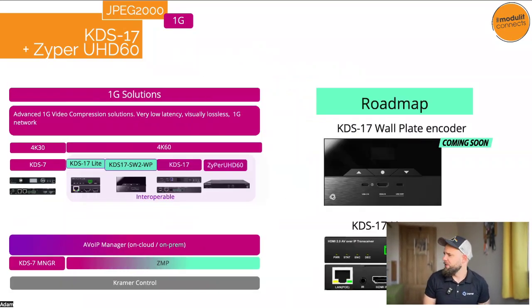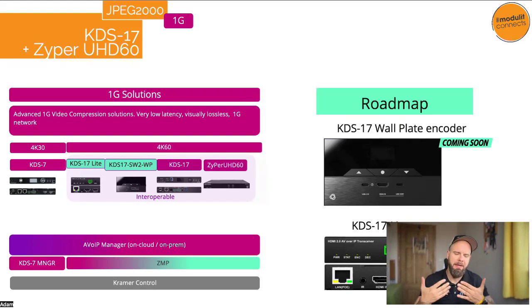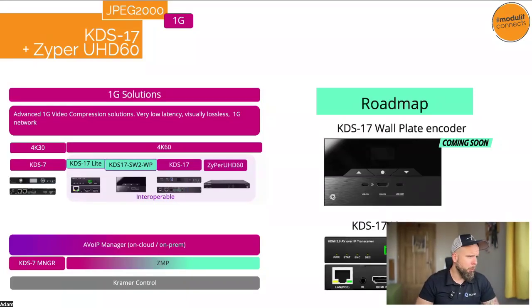But this is not only about the current KDS17 portfolio, because there are new products coming. First, the wall plate encoder, which is quite a good addition. If you want to create an AV over IP system with a nice encoder input endpoint, the wall plate encoder is a great fit. You can put it in the podium, you can put it on the wall, and it offers you USB Type-C plus HDMI input connections. But what's even more interesting, I believe, is the KDS17 Lite.